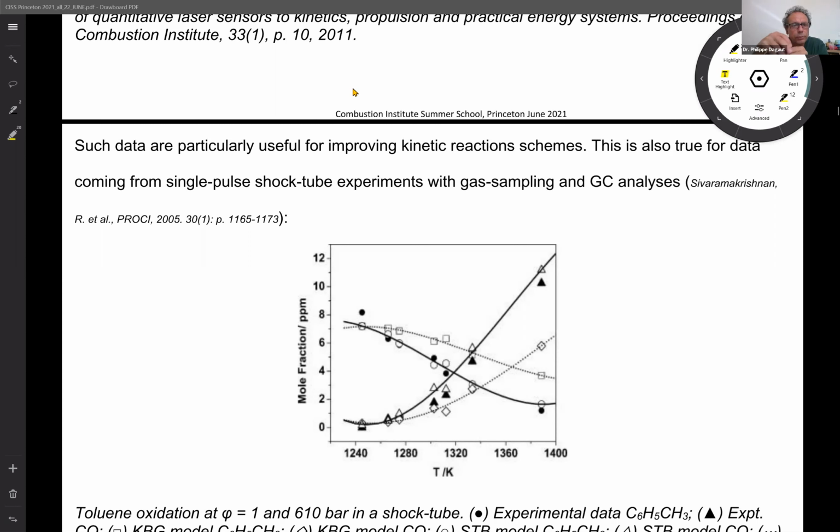Then if you want to simulate spark ignition in an engine, it's a different story, because the deposit of energy is not something simple. It cannot be done right away.